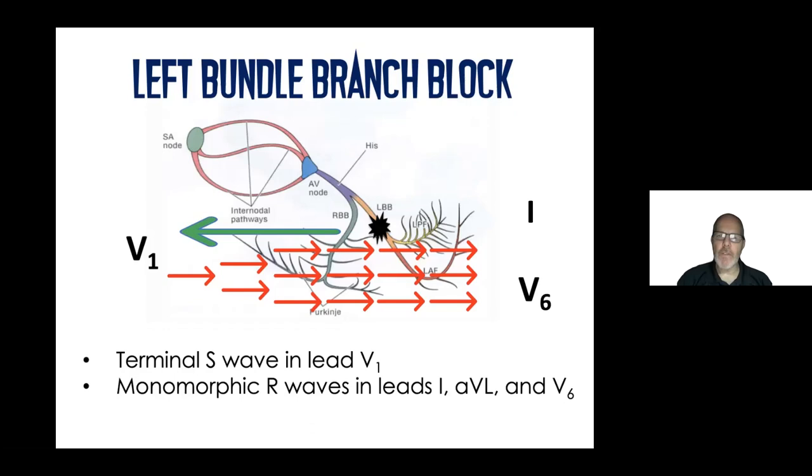So if your terminal wave is going away from V1, then that would give you a terminal S wave in V1, because the terminal wave is going away from the V1 lead, giving you a negative deflection. But because it's coming toward leads 1 and V6, then you're going to get these big, tall, monomorphic R waves in those leads 1, as well as AVL and V6. So if you look at it this way, with a right bundle branch block, you have a terminal R wave in lead V1. With a left bundle branch block, you have a terminal S wave in lead V1. With a right bundle branch block, you have slurred S waves in 1 and V6. With a left bundle branch block, you have monomorphic R waves in 1 and V6, as well as lead AVL.